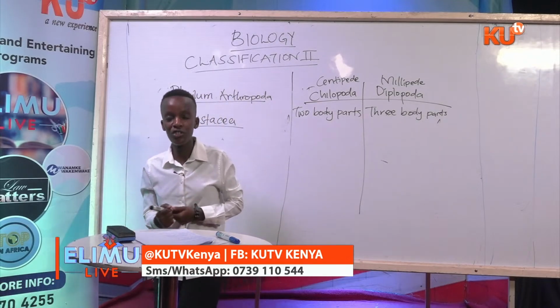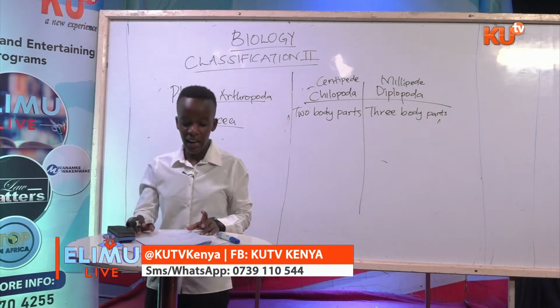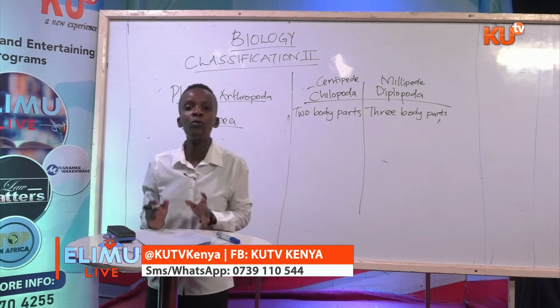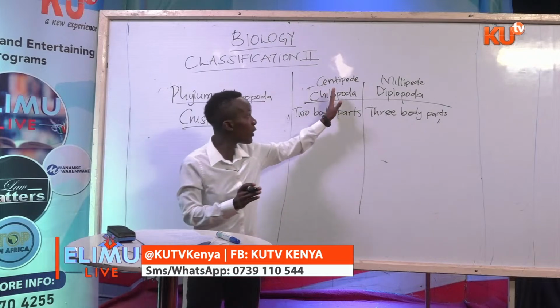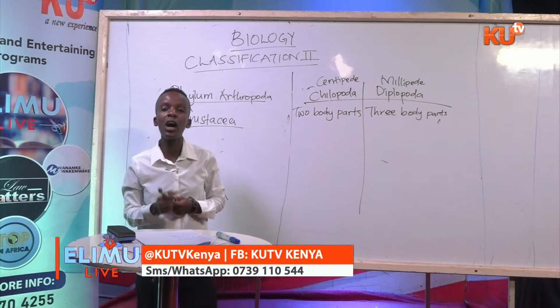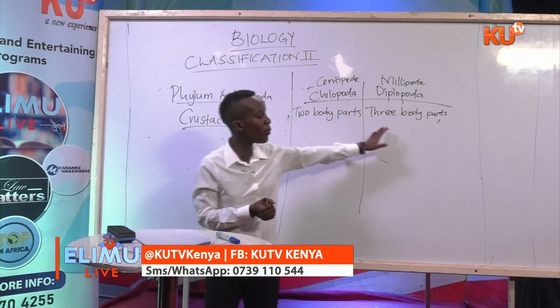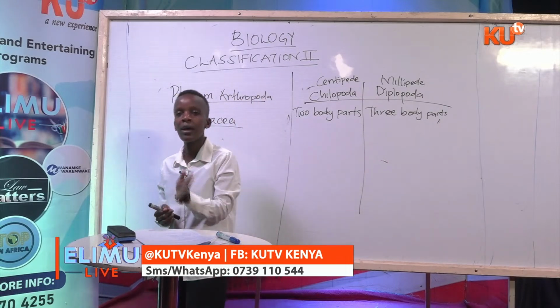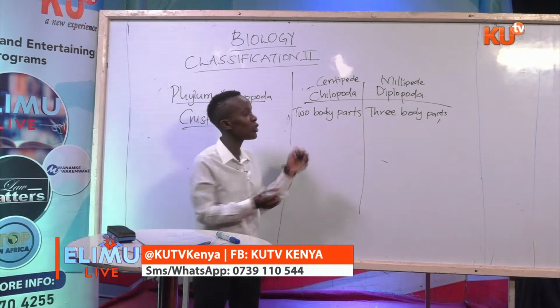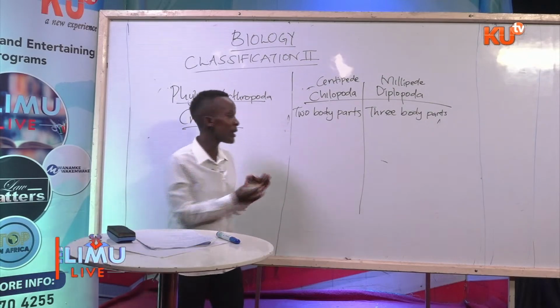Another key differentiating characteristic under class Chilopoda is the number of legs per segment. The Chilopoda, which are the centipedes, tend to have 1 pair of legs per segment, but for the Diplopoda, they have 2 pairs of legs per segment. So Chilopoda, 1 pair of legs per segment.